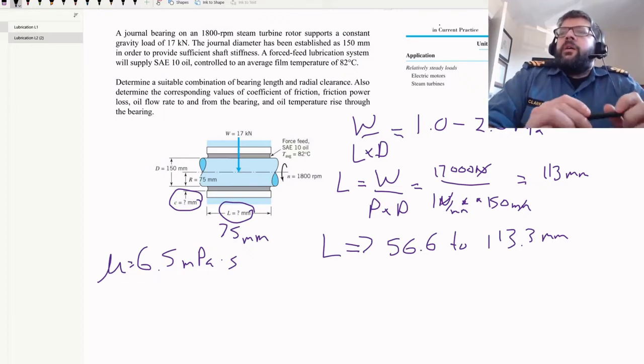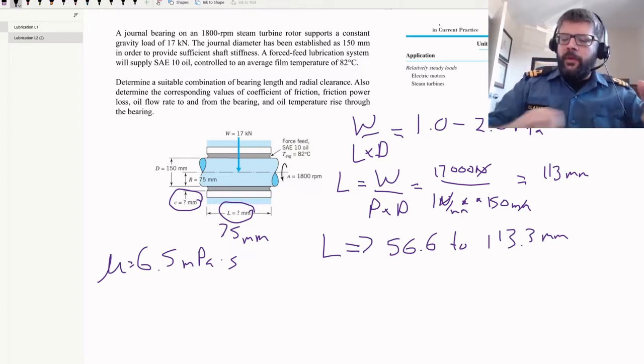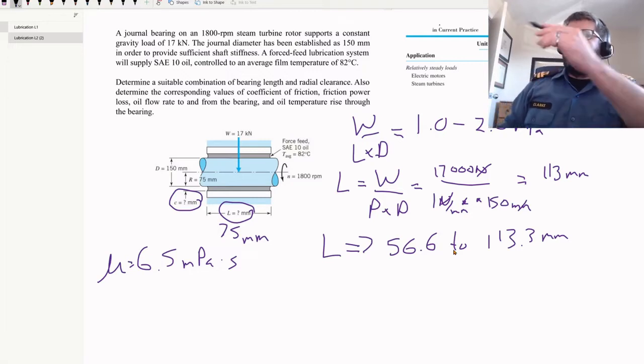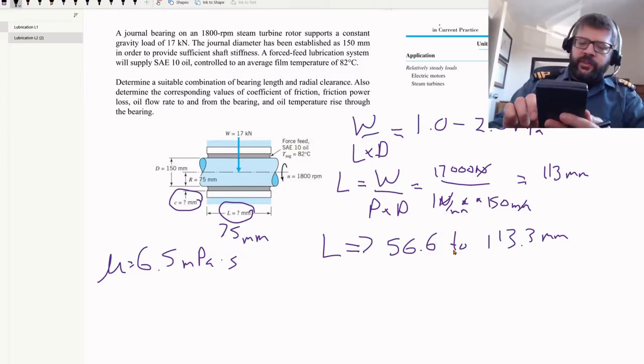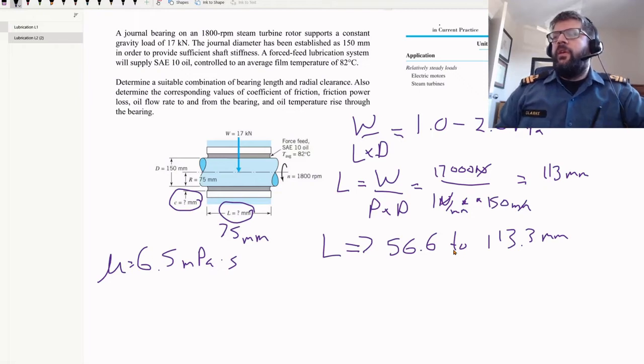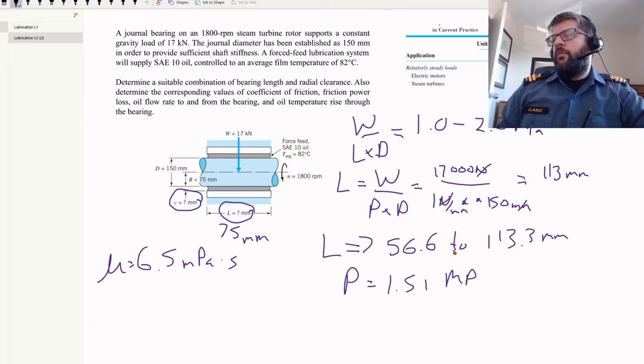Okay, so we've got our length, our load, and our diameter. Let's calculate what our actual P is. We figured out what the acceptable range is, but we didn't calculate what it actually is. So 17,000 newtons divided by 75 millimeters times 150 millimeters. That gives us 1.51. So P is equal to 1.51 megapascals.